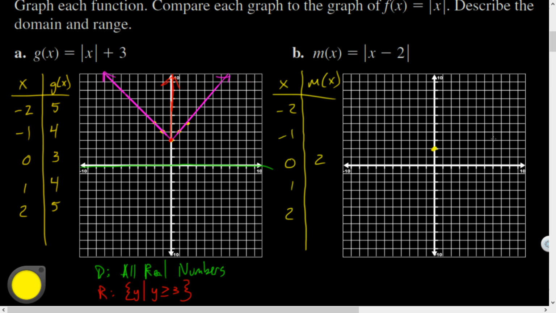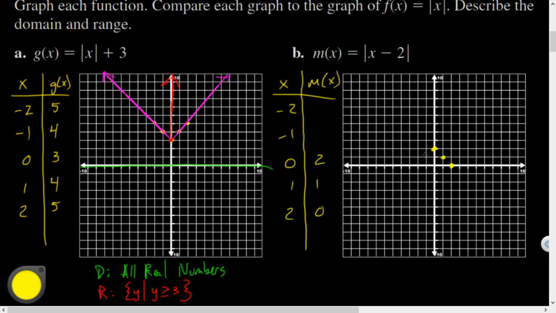Now that does not mean that that's my vertex. My vertex is where the graph is going to change direction, so be careful. Plug in 1. 1 minus 2 is -1, and the absolute value of -1 is +1. So there's (1, 1). It looks like it's still going downhill here. Let's plug in 2. What's 2 minus 2? 0, and the absolute value of 0 is still 0, so (2, 0).